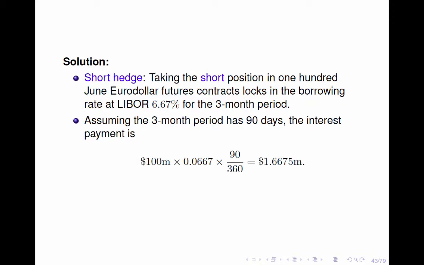Assuming the 3 months period has 90 days, the amount of the interest to be paid can be easily calculated as follows. However, in practice, we will borrow at the prevailing 3 months LIBOR in June, which together with the profit or loss from the short hedge in the futures gives us a net effective borrowing cost.